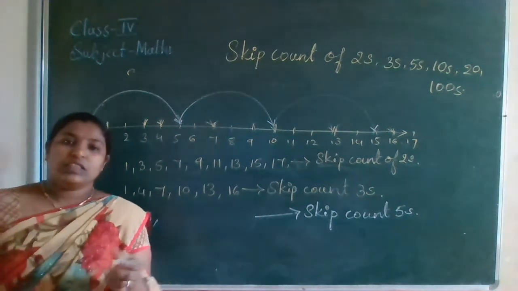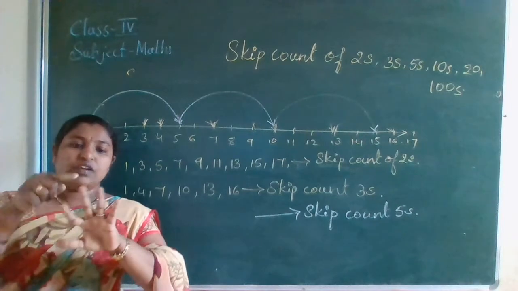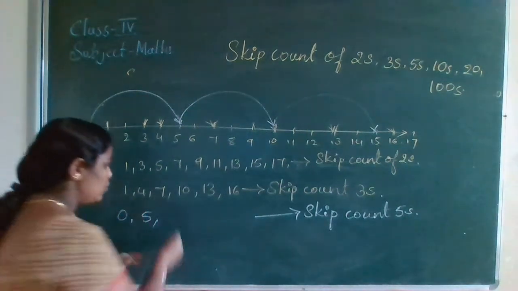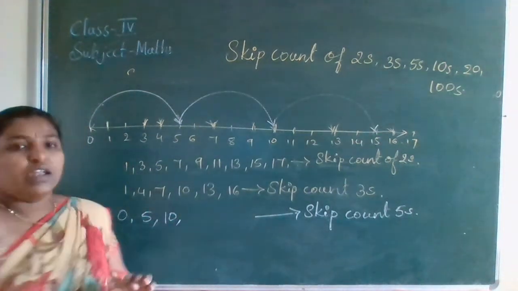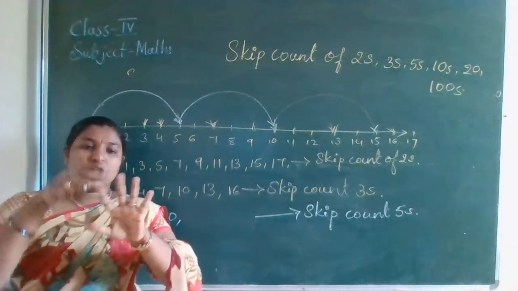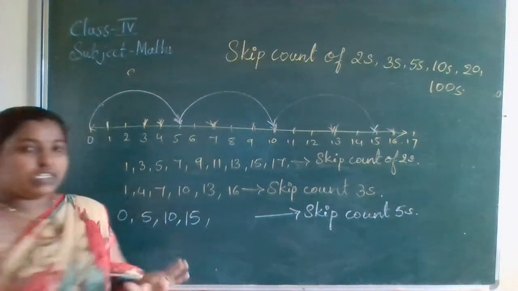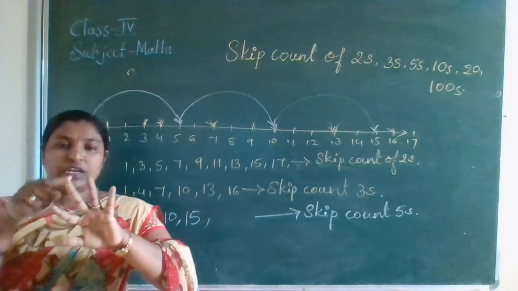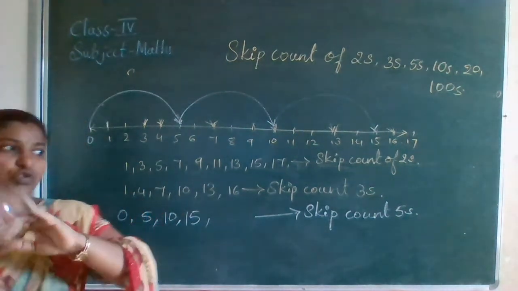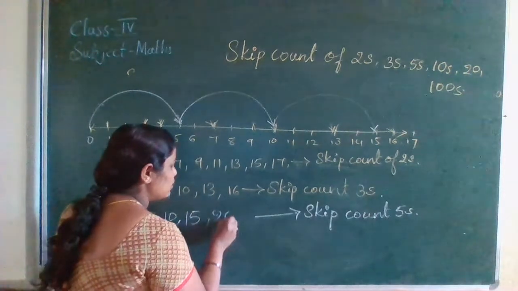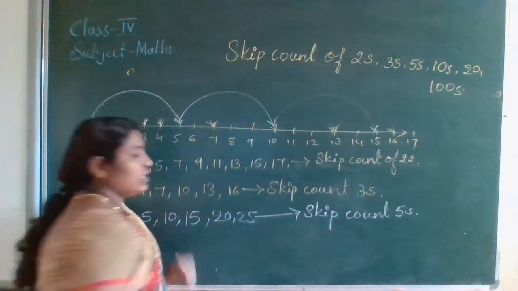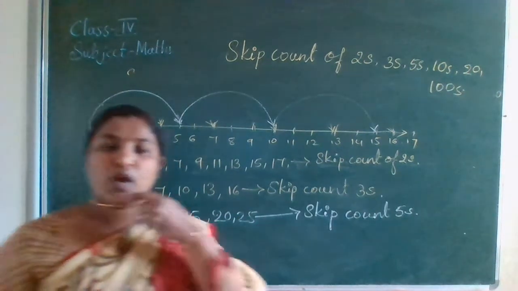Leave 5, then you count 6, 7, 8, 9, 10. So next will be 10. Next 11, 12, 13, 14, 15. After this 16, 17, 18, 19, 20. So on the fifth finger, whatever numbers come, those are the answers. Okay, I hope you are clear.